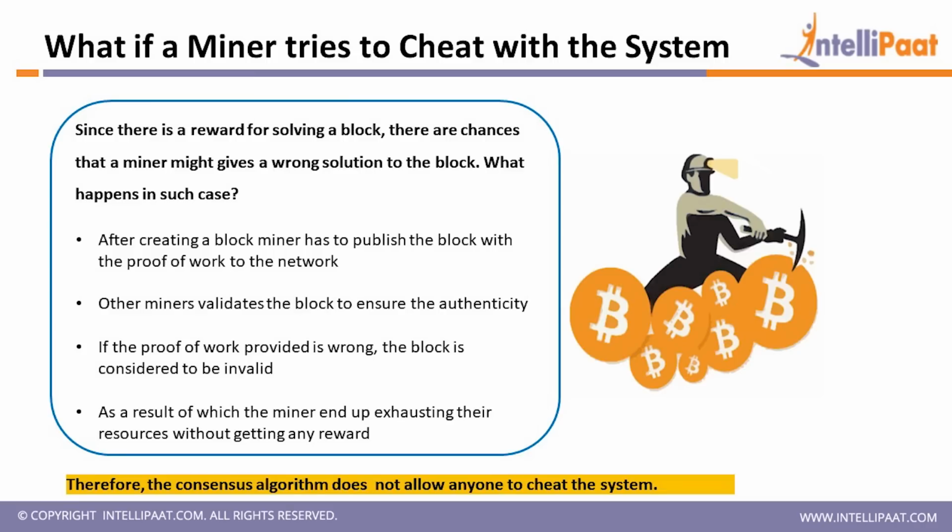So if a miner tries to cheat the system, he will fail, and if he fails, he will not get any reward. He will lose all the effort and energy that he invested in cheating the system or creating a new block with a wrong solution. Once he does not get anything, he will never try to give a wrong solution again. This way, none of the validators try to cheat the system, and therefore the consensus algorithm does not allow anyone to cheat the system. This way, you can say blockchain is cheat proof.